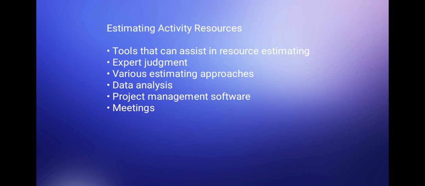Next is estimating activity resources. This step is about gauging how many people, equipment, and hours we need. We use expert advice, past project data, and software to make good estimates. So, before we assign, we first need to estimate how many people we need.